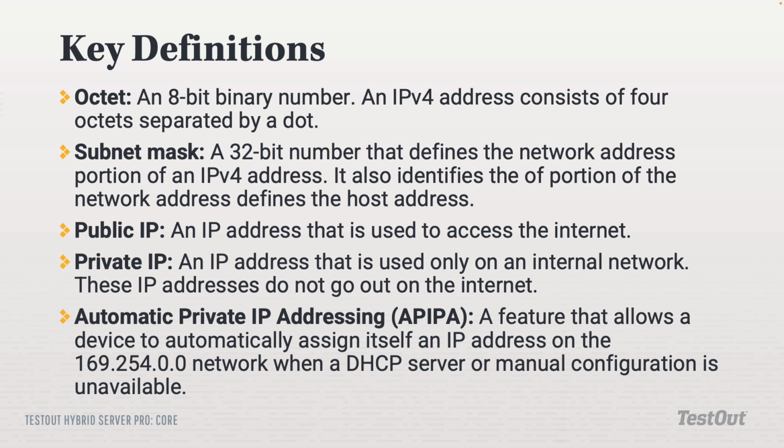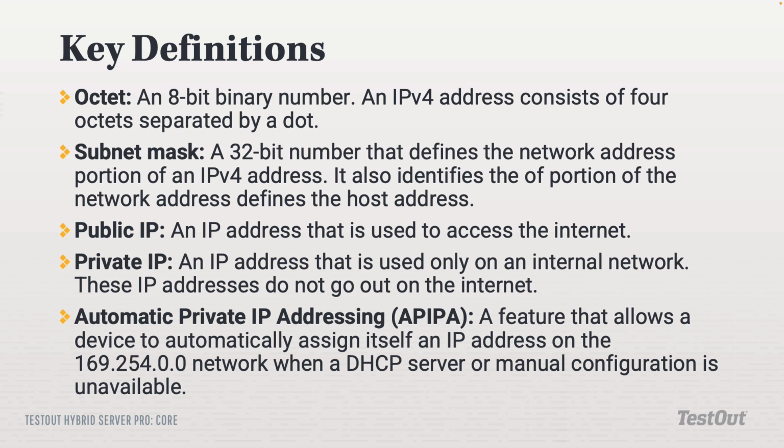First and foremost, an octet is an 8-bit binary number. And then an IP address has 4 of those, okay? So, how many bits is an IPv4 address? An octet is an 8-bit binary number, and an IP address has 4 octets. So, what is 4 times 8? 32. Yep, it's a 32-bit number.